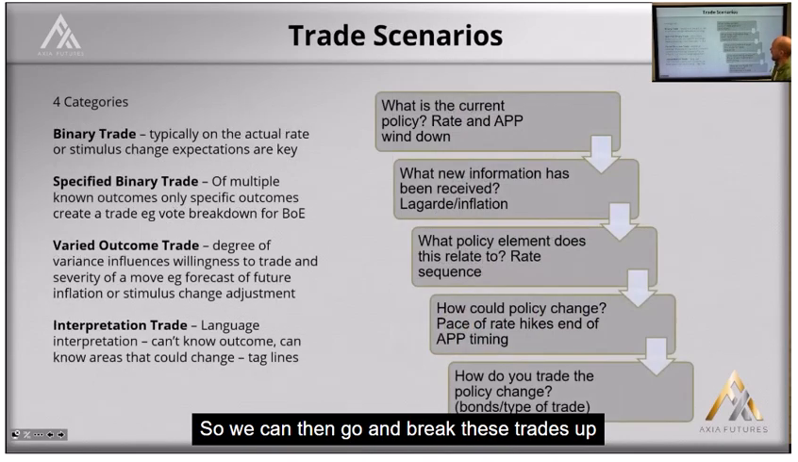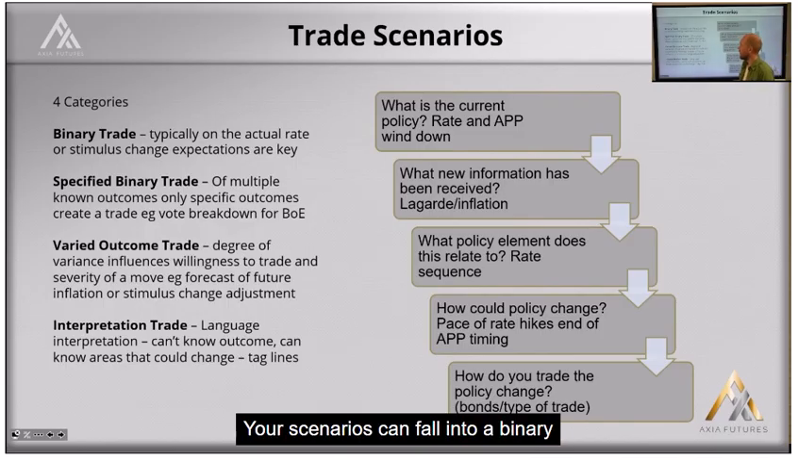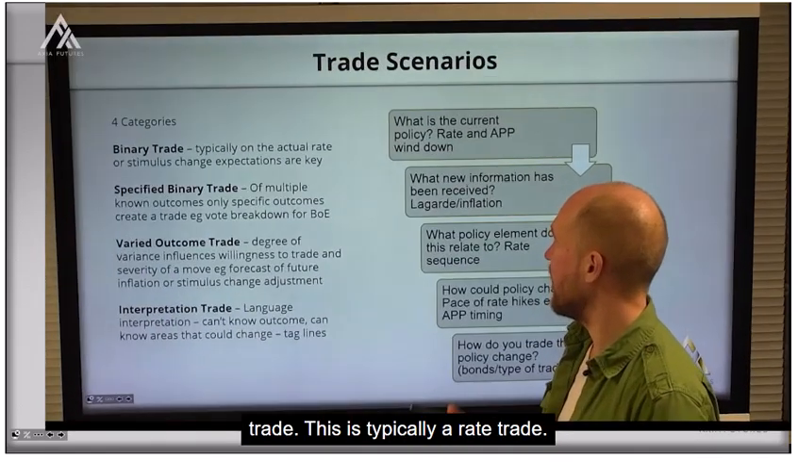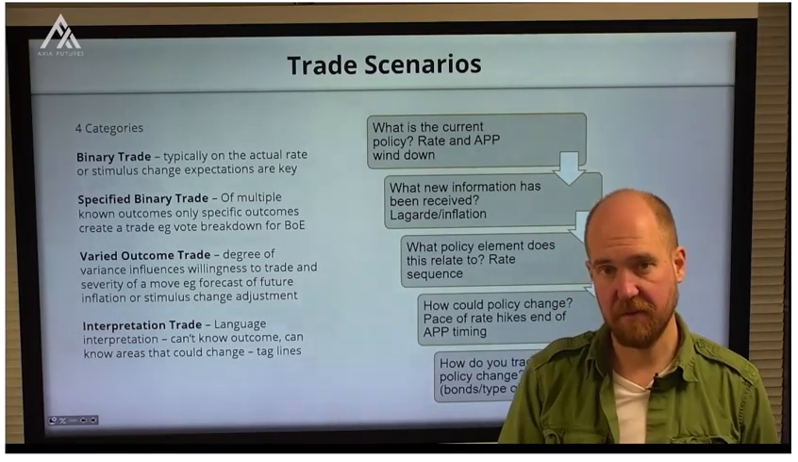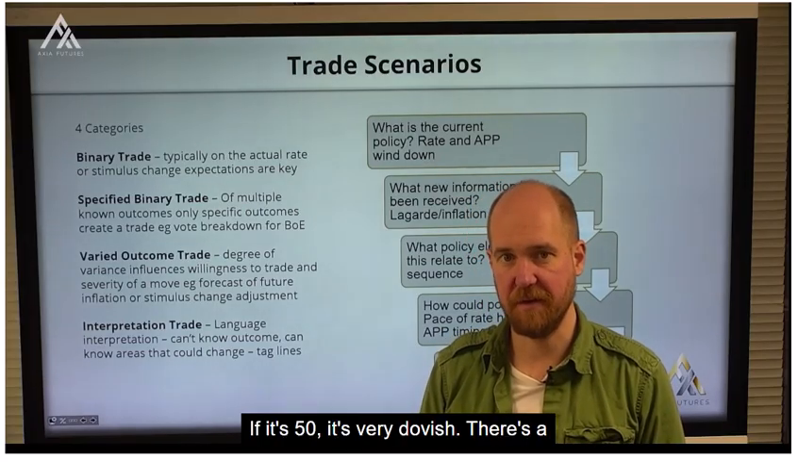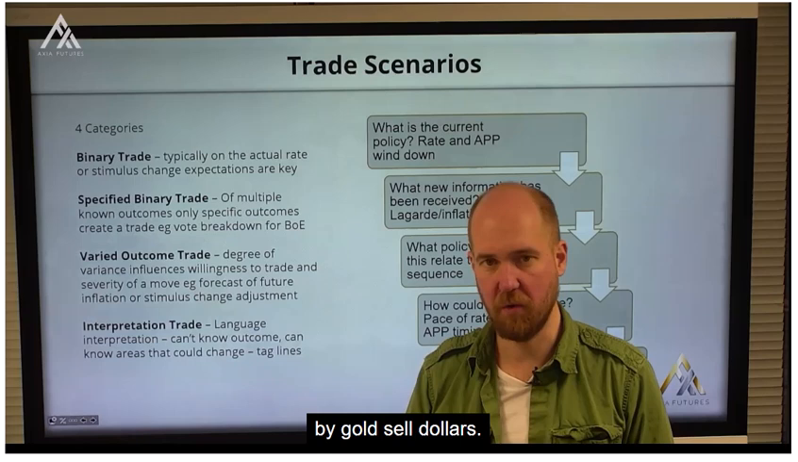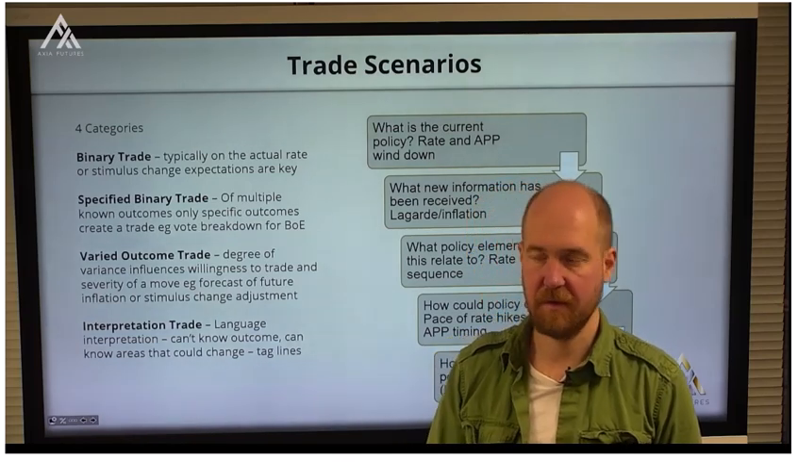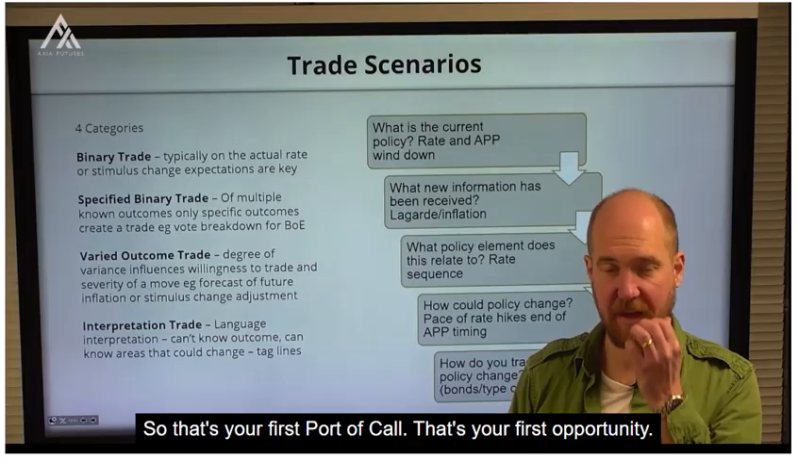So we can then go and break these trades up, and the trades fall into a few different categories. When you trade a central bank, your scenarios can fall into a binary trade. This is typically a rate trade. So in this instance, the trade is very clear. If it's 50, it's very dovish. There's a straightforward trade: buy bonds, buy equities, buy gold, sell dollars. Or if it's 75, do nothing. So that's your first port of call.